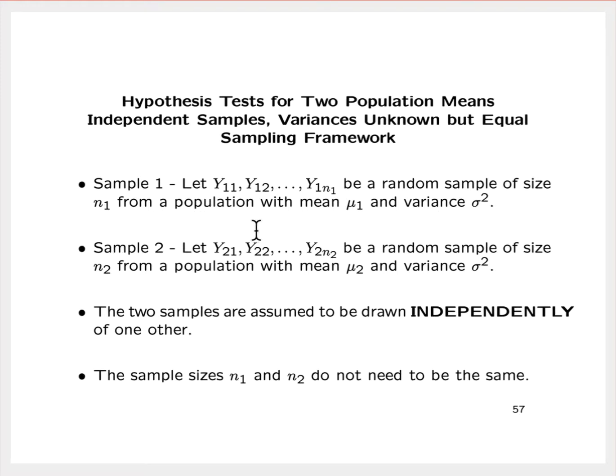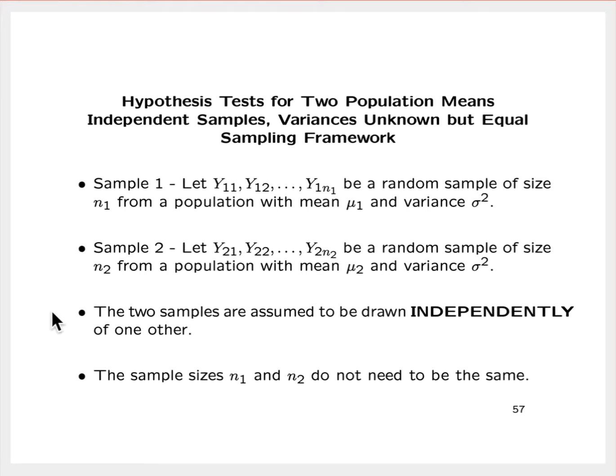The second sample, the values are y21, the first observation in the second sample, y22, the second observation in the second sample, and so forth out to y sub 2 comma n2, the last observation in the second sample. This is a random sample of size n2 from a population with mean mu2 and variance sigma squared.